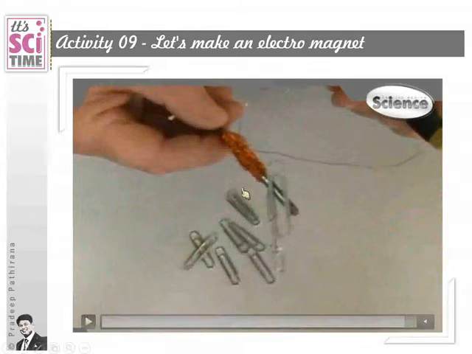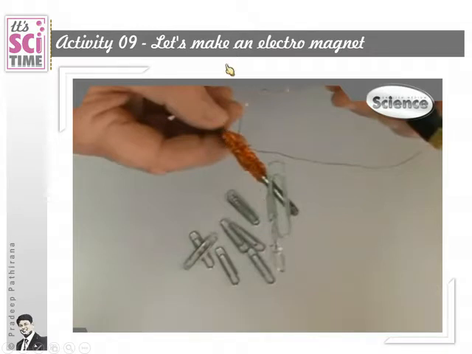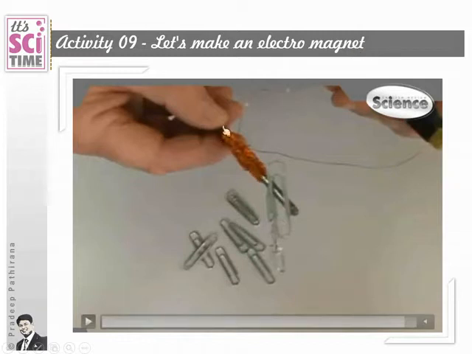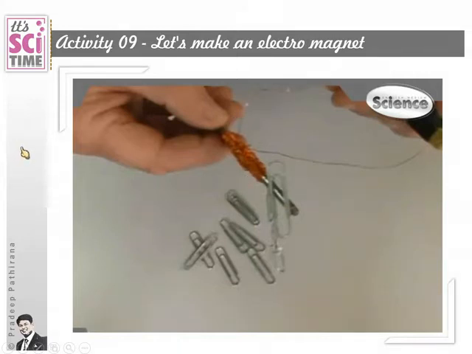But remember, this attraction is a temporary one. As long as you supply electricity, these things will be attracted. But once you disconnect this, the paper clips will be detached and fall down. This is the activity. From this one we made an electromagnet, a temporary magnet working with electricity. There are many applications of this, and this is the magnetic effect of electricity.